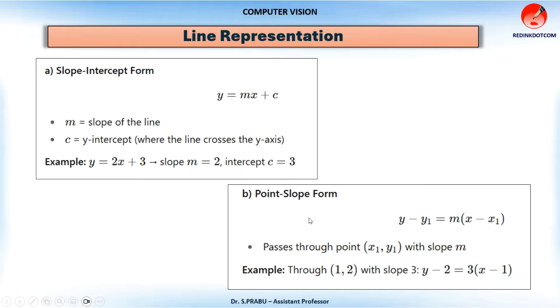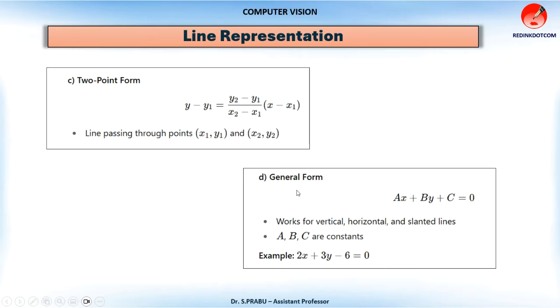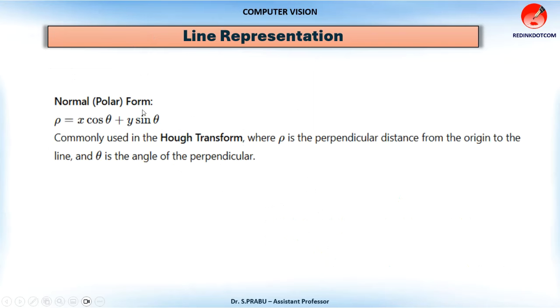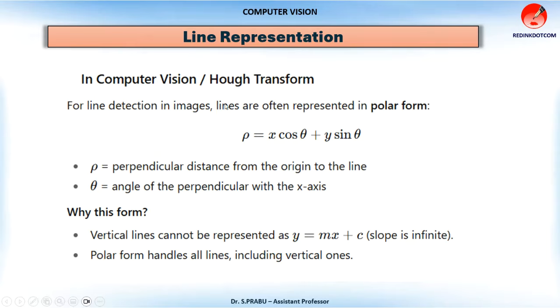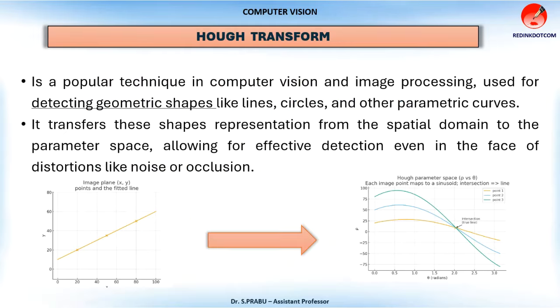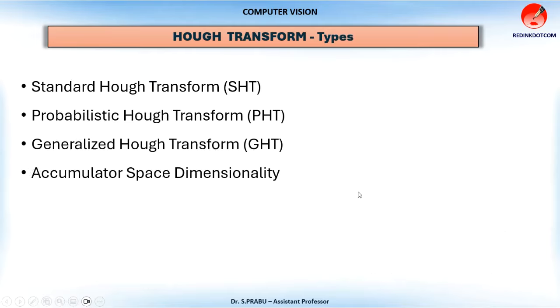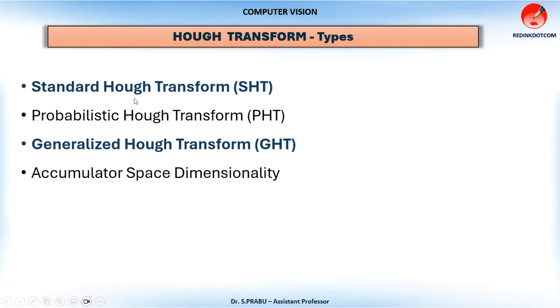The line can be represented in many ways. One is slope intercept form, another is point slope form, two-point form, general form, and normal polar form. This polar form can be used in Hough transform because some other methods may not fit all situations. I already told you Hough transform converts your normal image space into parameter space. There are different variations of Hough transform available. In this unit, we are going to study these two types of Hough transform.